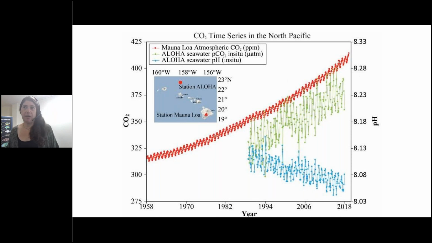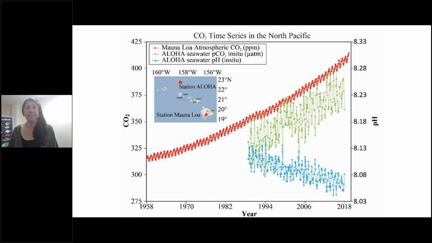So NOAA has been monitoring carbon dioxide at the Mauna Loa Observatory since 1958. In this graph, carbon dioxide in the air is shown in red, and you can use the scale on the left of the chart to see how it has changed from about 320 parts per million in 1958 to over 400 parts per million in 2018. It is now hovering around 420 parts per million.